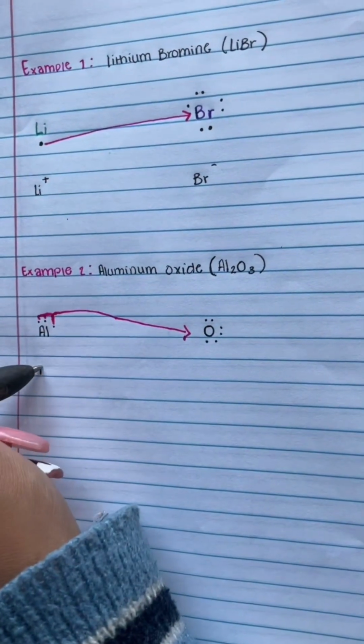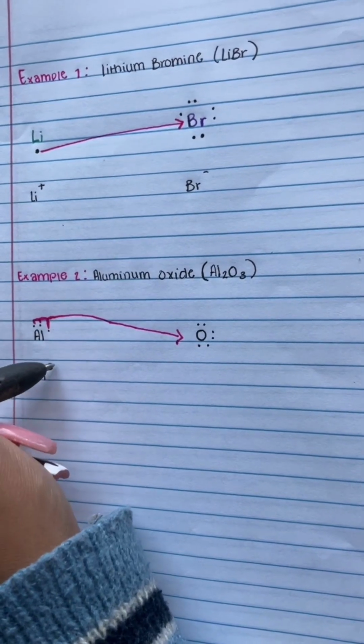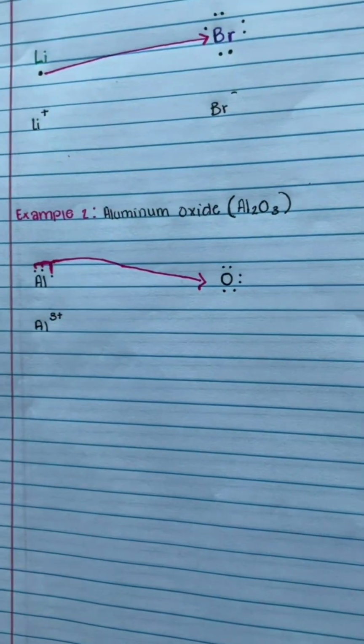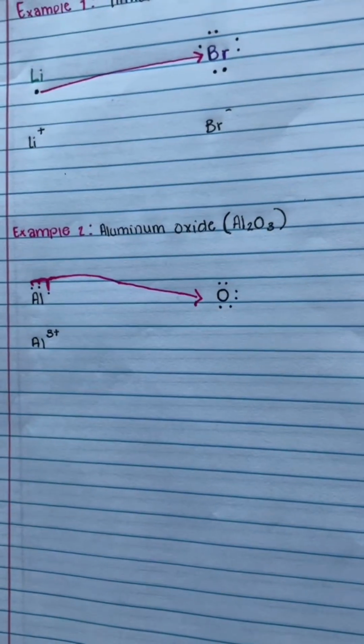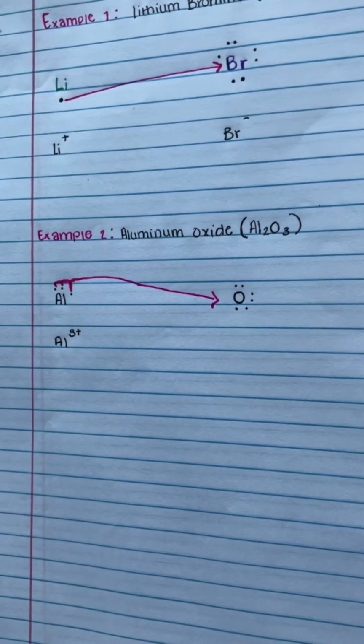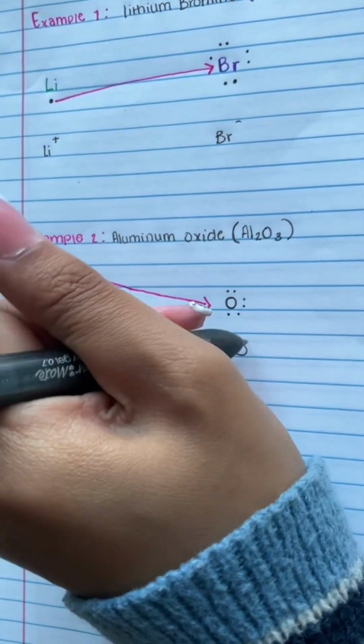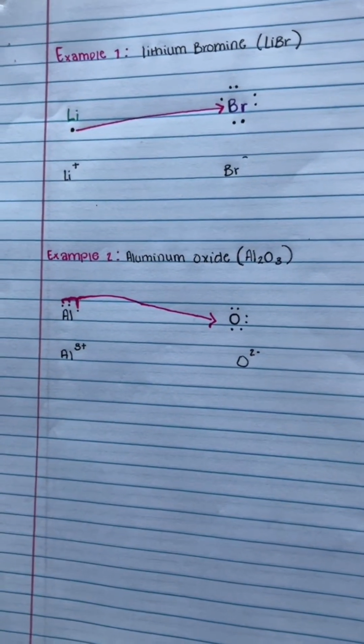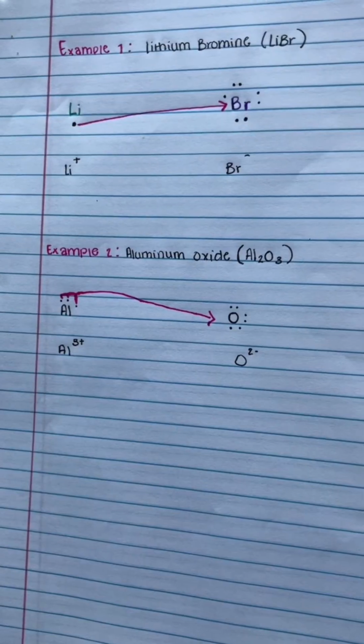For example 2, we're going to talk about aluminum oxide. Here we have aluminum and oxygen forming an ionic compound. Aluminum is a metal with 3 valence electrons, so it loses all 3 to form Al3+. Oxygen is a nonmetal with 6 valence electrons, so it needs 2 more to fill its shell, becoming O2-. To balance the charges, we need 2 aluminum atoms and 3 oxygen atoms.